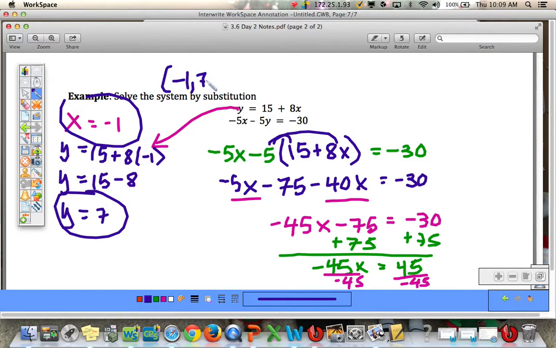We can write that as an ordered pair. If we were to graph them, here's where they cross. Now the problem with graphing, you could graph the first one pretty easily, but if you wanted to graph the second one, you would have to get y by itself so that you could type it into the graphing calculator. So we use substitution when one letter is by itself, and you can substitute in pretty easily.